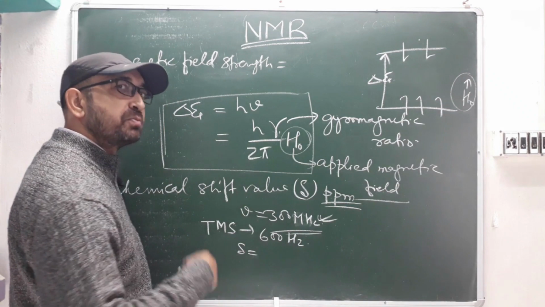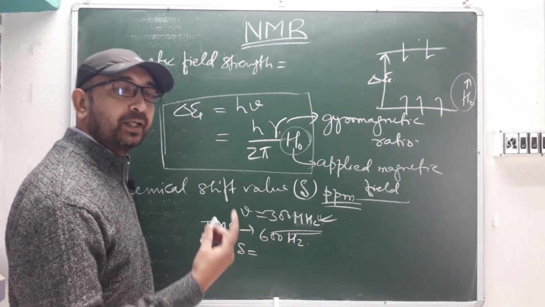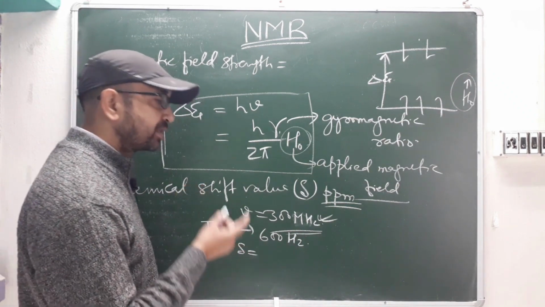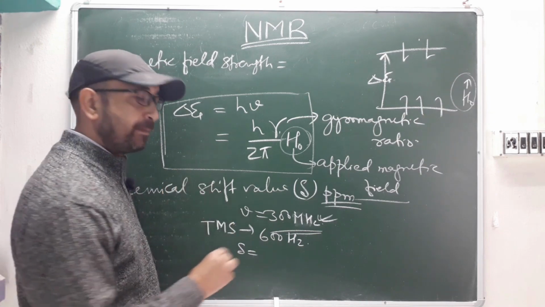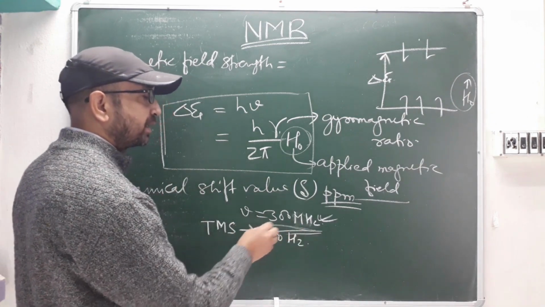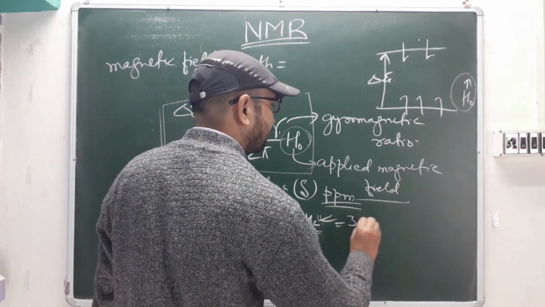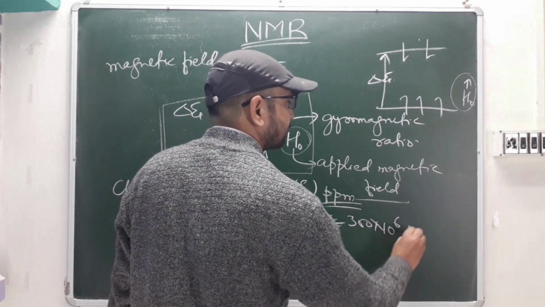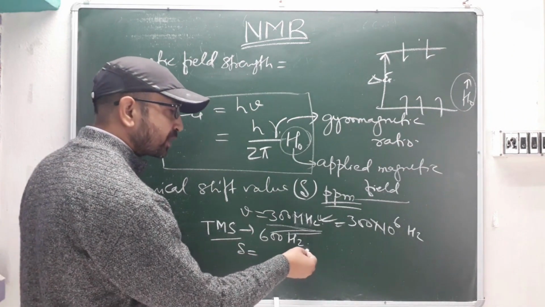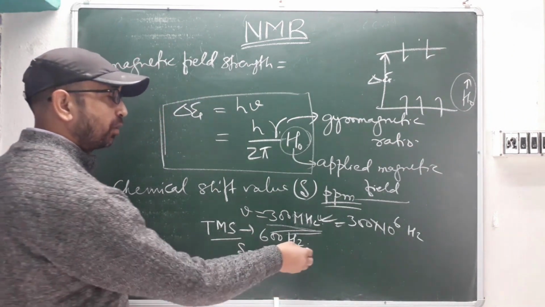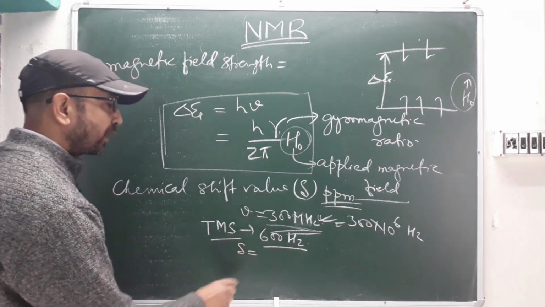Okay, the frequency of the instrument may be 60 megahertz, 100 megahertz, 300 megahertz, 400 megahertz, or 800 megahertz, correct? So 300 megahertz means 300 into 10 to the power 6 hertz, correct? And they are saying that from TMS the first peak is coming at 600 hertz. So how to find this delta value?